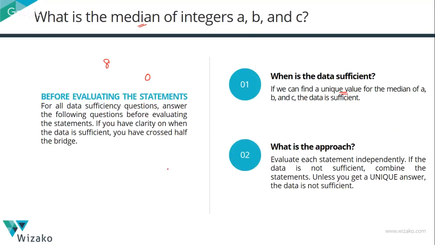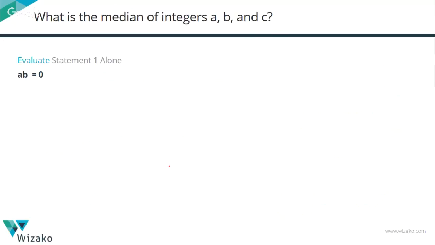We're going to be evaluating each statement independently. Let's start with the first one. It says AB is equal to 0. We need to find out the median of these 3 numbers and we need to come up with a unique value for it. If AB equals 0, what are the possibilities? A could be 0, B need not be 0, A need not be 0, B could be 0, or both A and B could very well be 0. Do we have any information about C? We have no information about C.